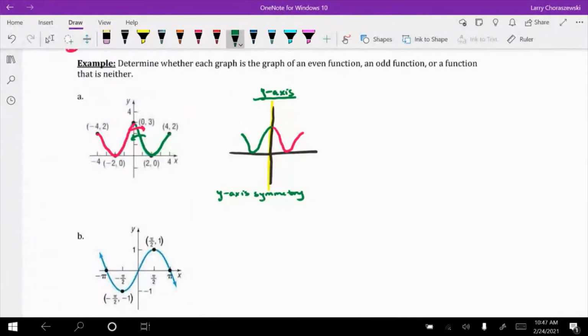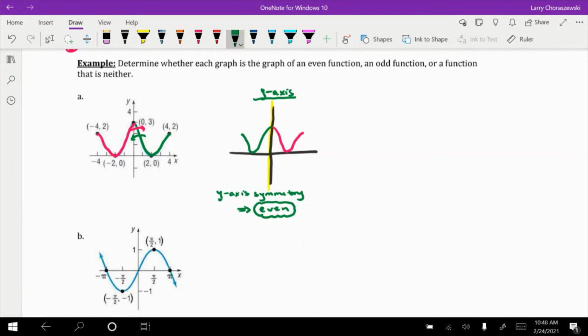And any function that has y-axis symmetry would be representative of an even function. Now, we won't bother to do the x-axis reflection because you can't have a function that's both even and odd. Just like with numbers, right? You can't have an odd number that's even, so on and so forth. So if you establish after your first reflection that your graph is even, you're done with the problem.